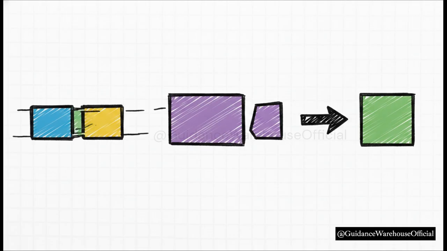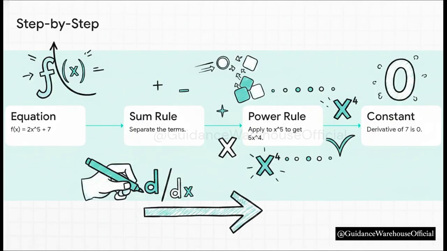You just subtract them. And the constant multiple rule means if a function is multiplied by a constant number, you literally just multiply your derivative by that exact same number. Let's work through a capstone example step by step to show you just how powerful combining these rules can be.